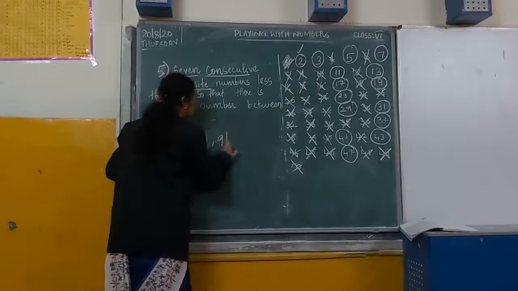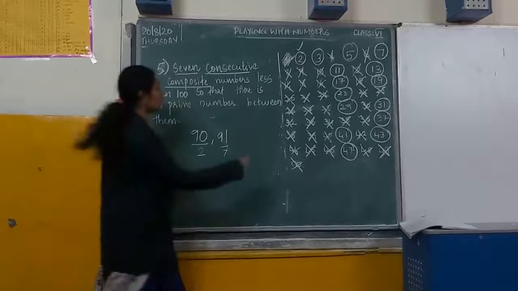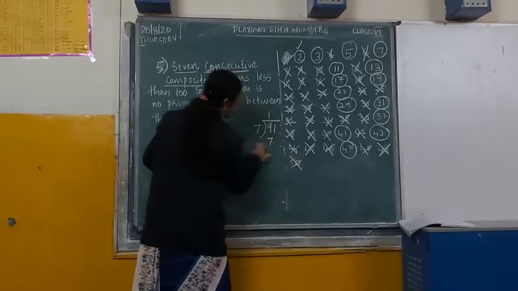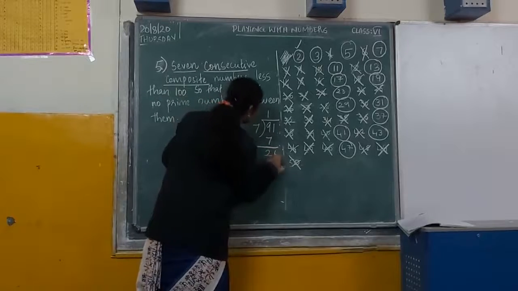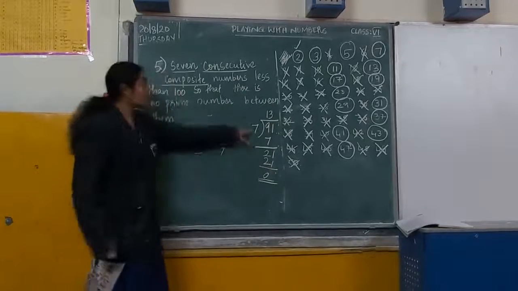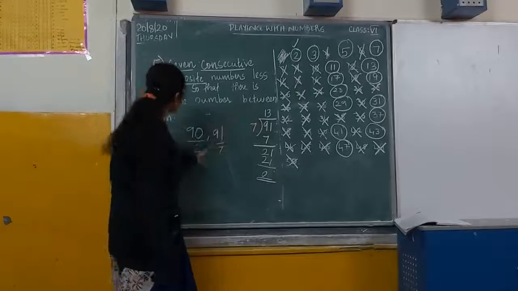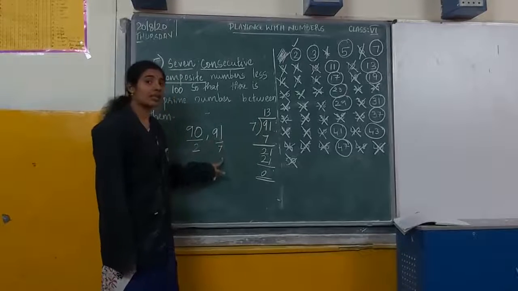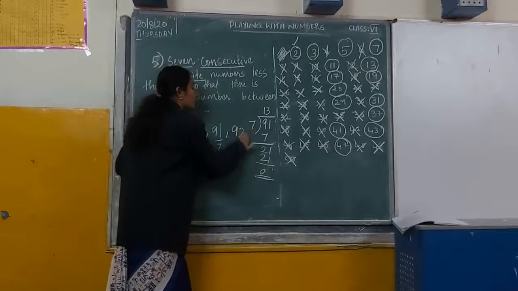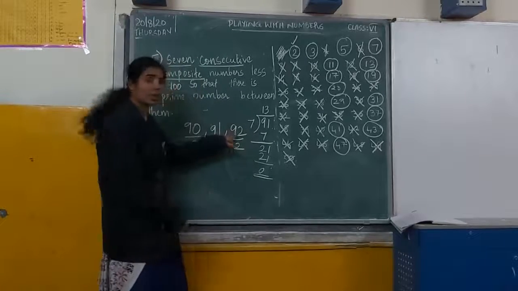What about 91? That is divisible by 7. You can check it here. 91 when you divide it by 7: 7 ones are 7, remainder is 2. 7 thirteens are 91, so the remainder is 0. So the factors of 91 are 7 and 13. So 91 is a composite number. 92 is an even number, divisible by 2, so this is a composite number.